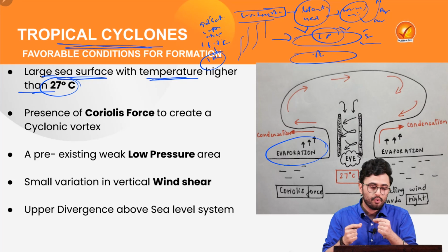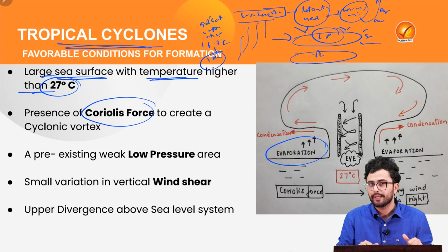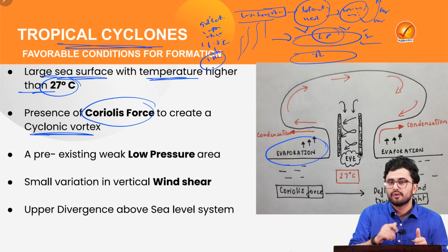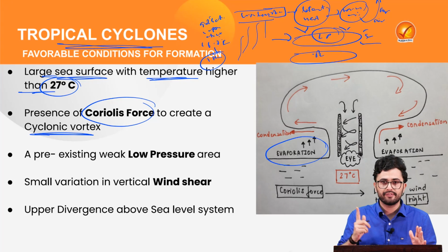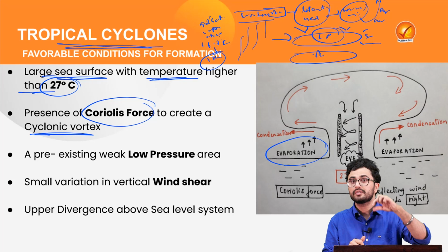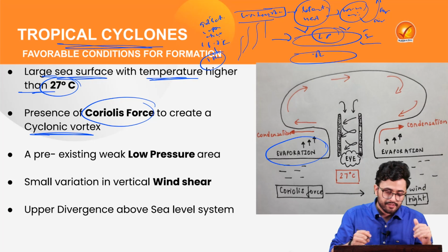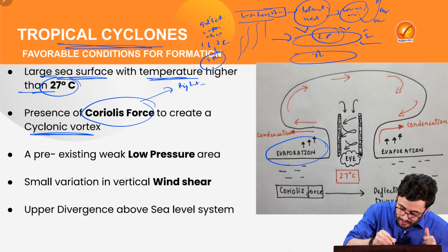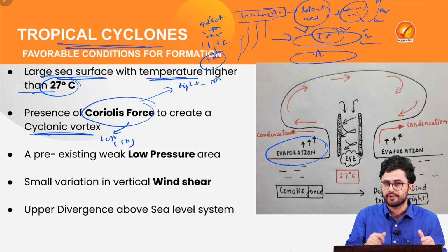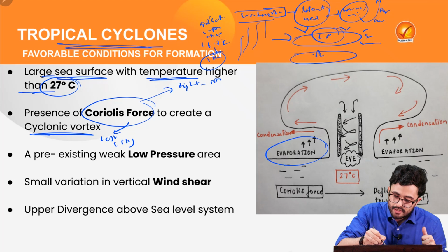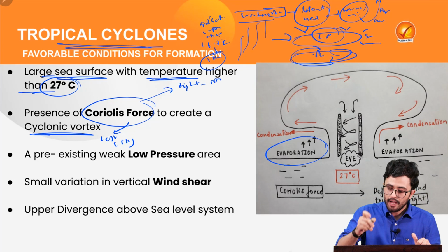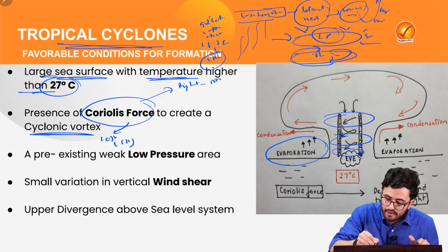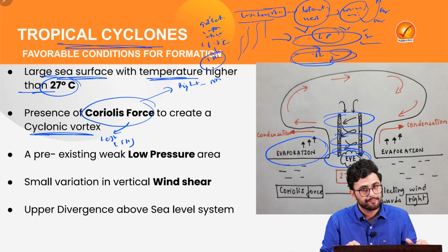Now this is where the role of Coriolis force comes into play, which creates a cyclonic vortex. Basically, Coriolis force leads to the deflection of the wind due to the rotation of Earth on its axis. And this deflection is towards the right in the northern hemisphere and towards the left in the southern hemisphere. So because of this deflection, the air will start circulating around this low pressure area and will start rising above and above over this region of eye.